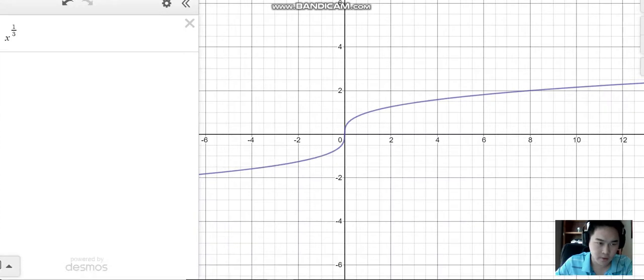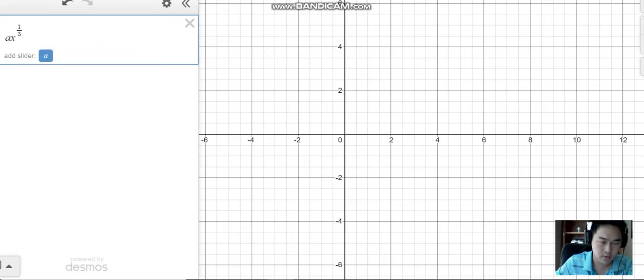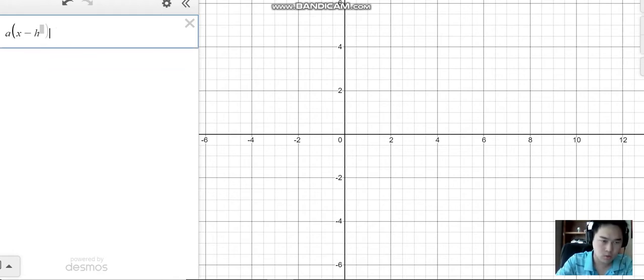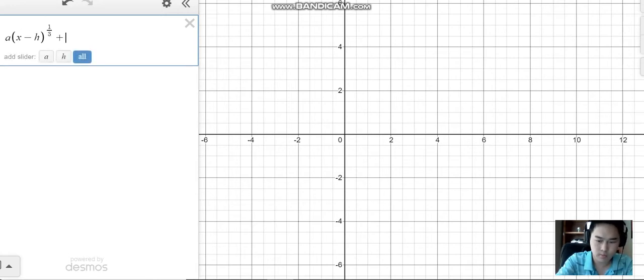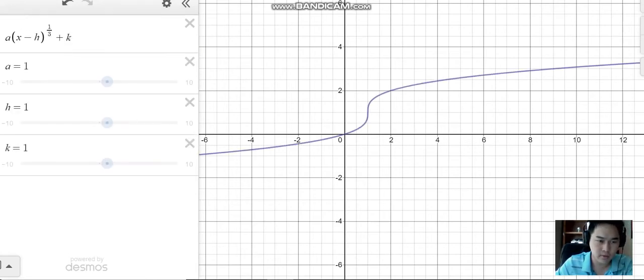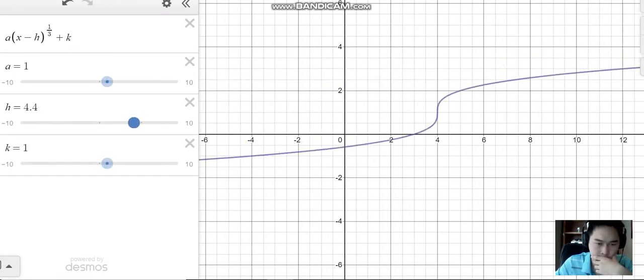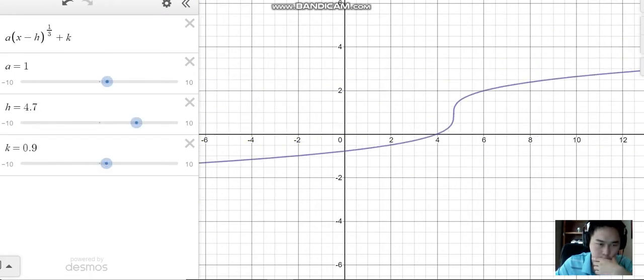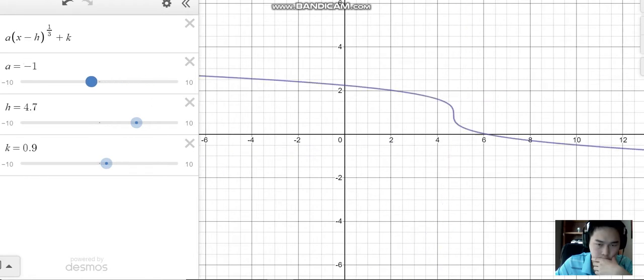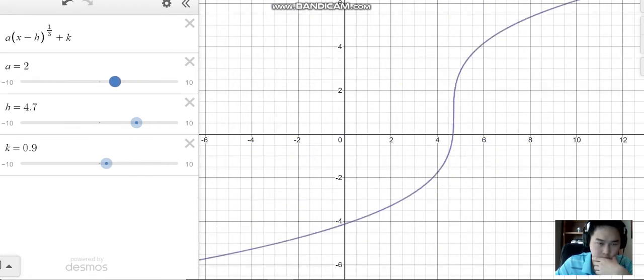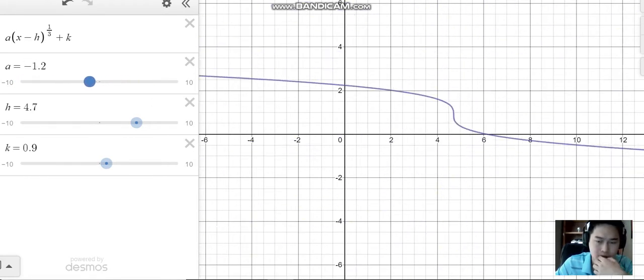Its general form is, how do I write this? a times the cube root of x minus h plus k. That's probably quicker doing that, but that's alright. And as per usual, h, k, a flips as per usual.